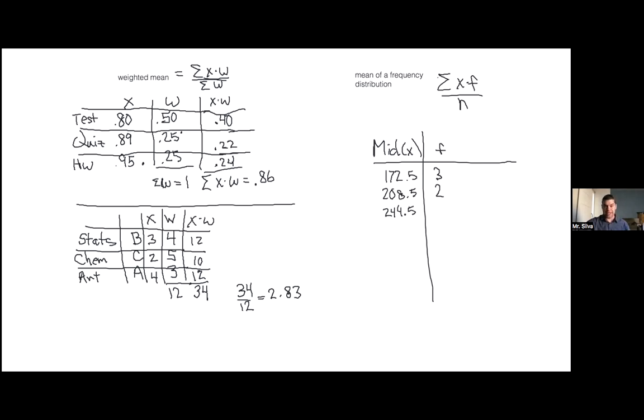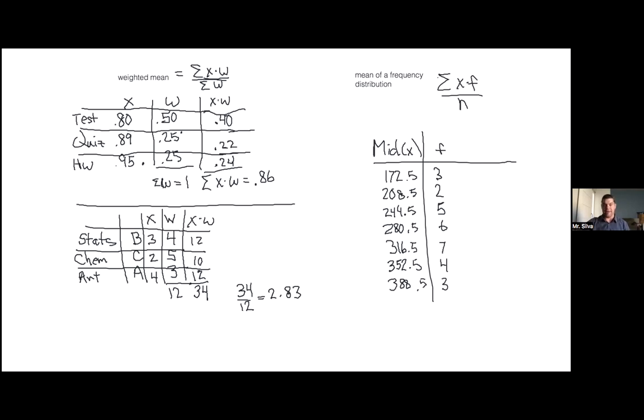244.5. Frequency is 5. 280.5. Frequency is 6. And 316.5. Frequency is 7. 352.5. Frequency is 4. 388.5. Frequency is 3. So the question is, what's the mean?